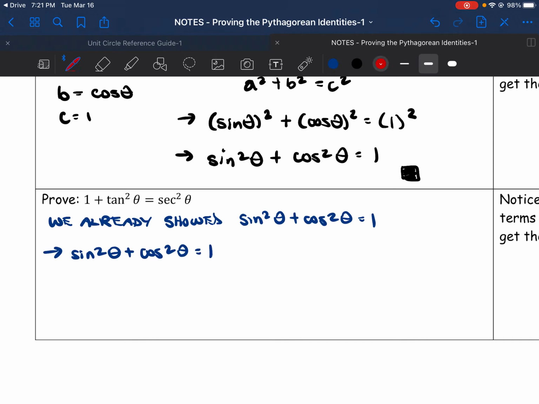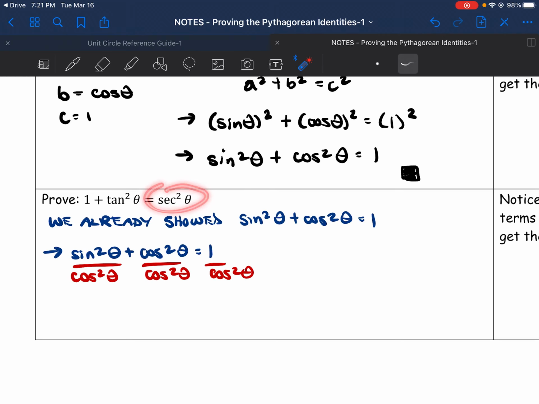And let's see. Let's try this. Let's try to divide both sides, all terms on both sides, by cosine squared of theta. You might wonder, well, why on earth would you divide everything by cosine squared of theta? That seems so random, right? Well, it's actually not really random.